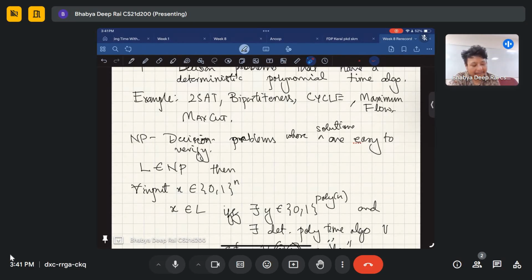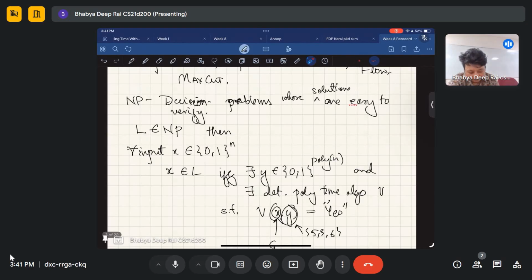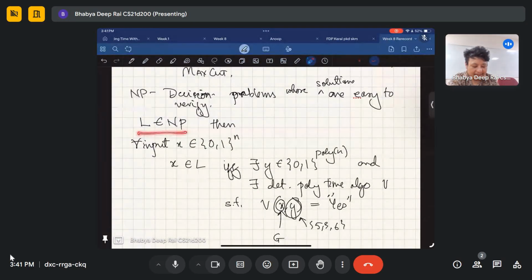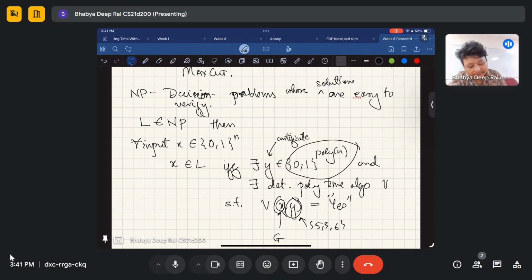Okay. Now, what do you mean by that? Here's the formal definition. A language, or equivalently a problem, is in NP if for every input X that belongs to L, which means it is a yes instance of the problem, there will always exist a Y, which we shall call a certificate, which is of polynomial size.